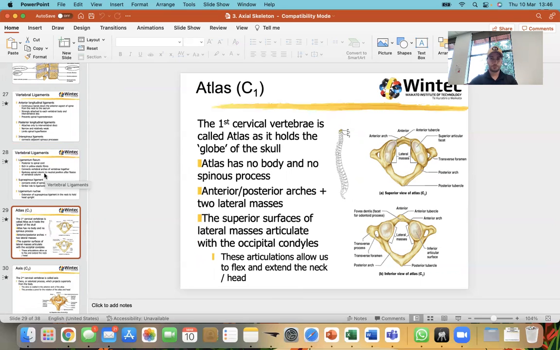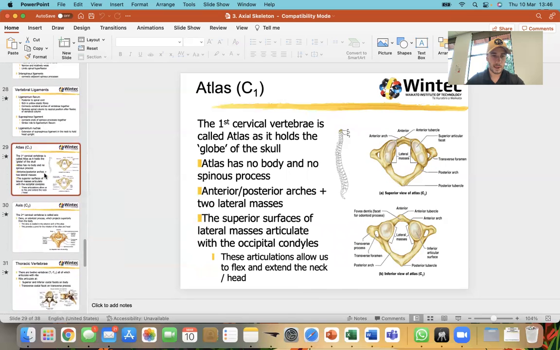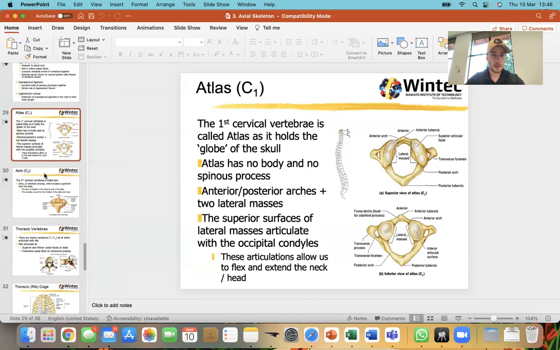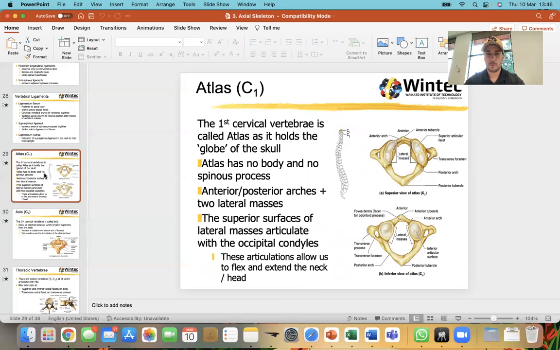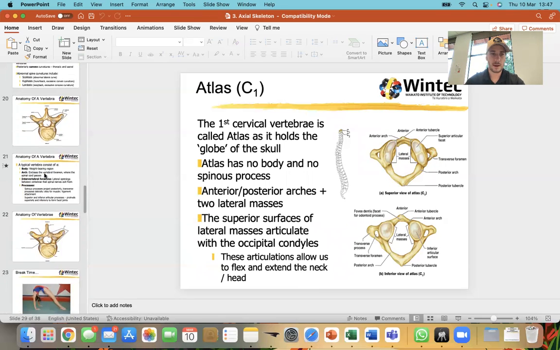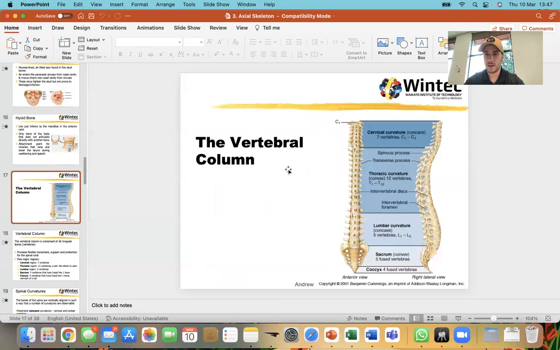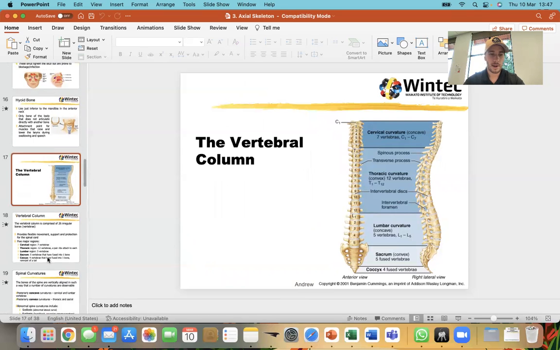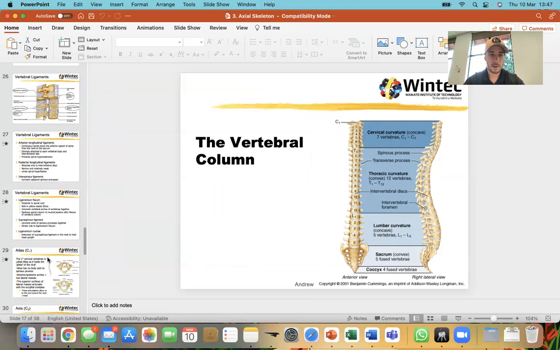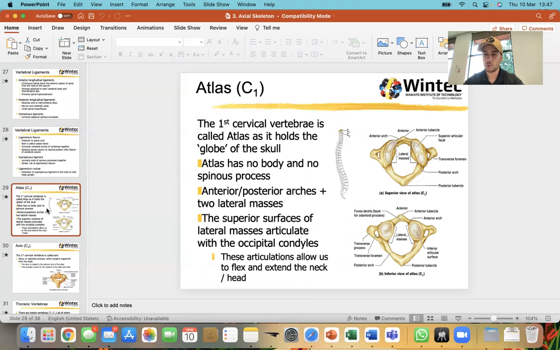Okay, so in the spinal column, lastly, we'll just go through the first three. Okay, so what we have is we have C1. So remember, if we go back to the start, if we go back to up here, we have C1 to 7. Now, our C1 is also known as Atlas.